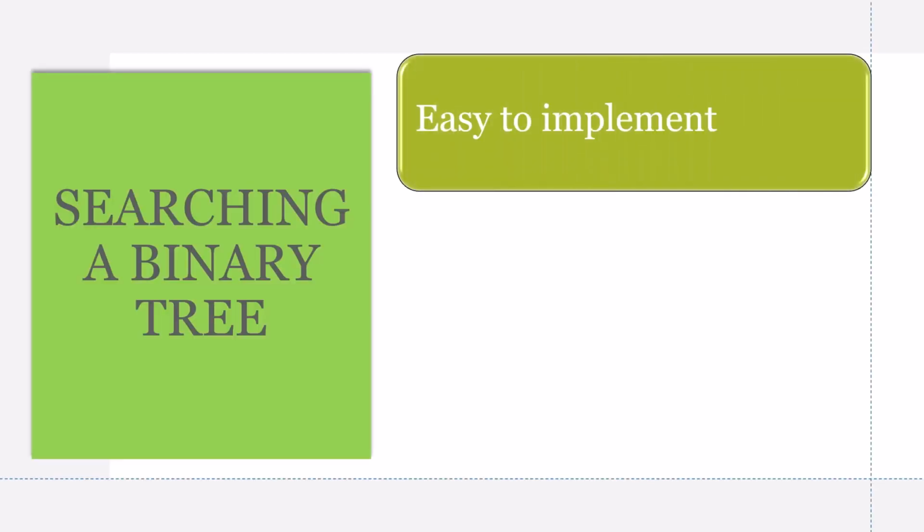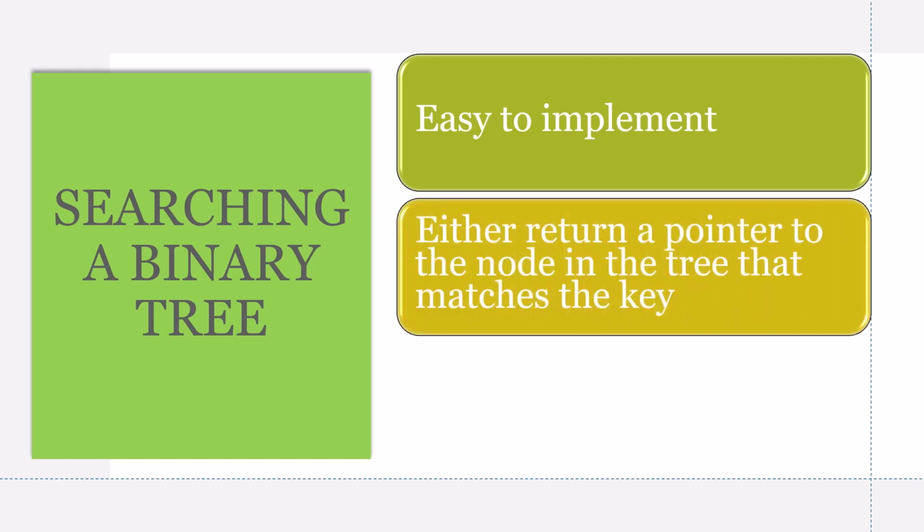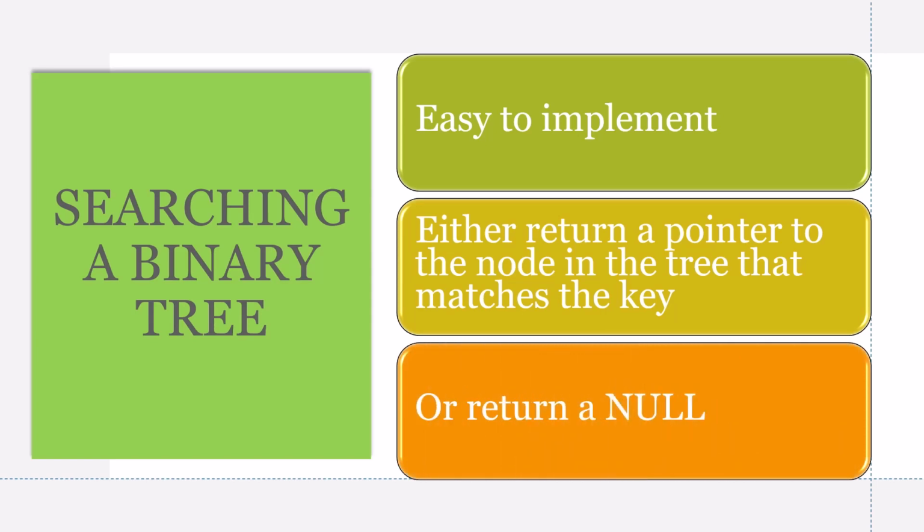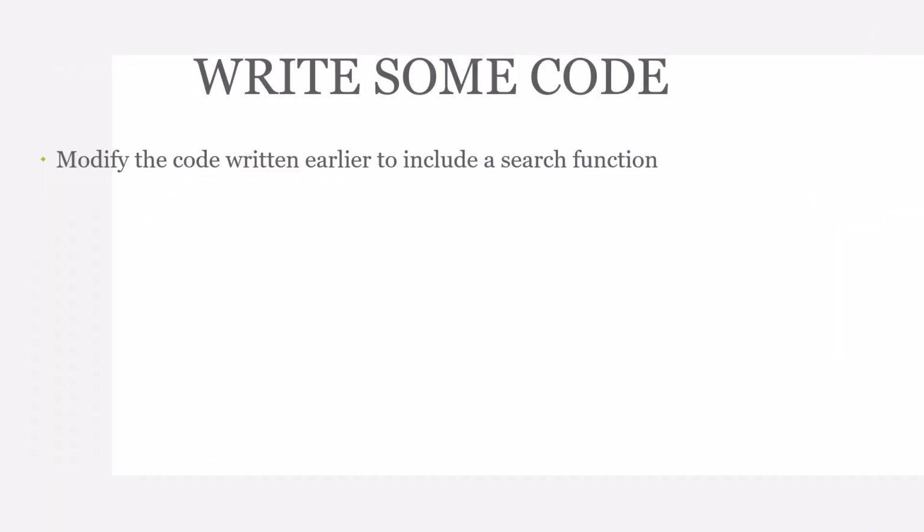Now, this is pretty easy to implement. Why? Because all we need to do is return a pointer to the node that contains the value we're looking for, essentially the key, or we return a null if the value we're looking for or the key is not found in the tree. Right? So let's now go ahead and modify the code we wrote earlier.